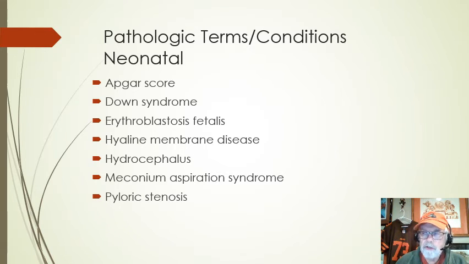Meconium aspiration syndrome. What happens is the baby sometimes is in what's called fetal distress. When the baby is having some type of distress, difficult pregnancy, difficult delivery, or long delivery, or whatever the case may be, sometimes the baby says, you know what, I gotta go to the bathroom, I'm gonna do it now. And what they do is they have a bowel movement inside the uterus, inside the amniotic sac.